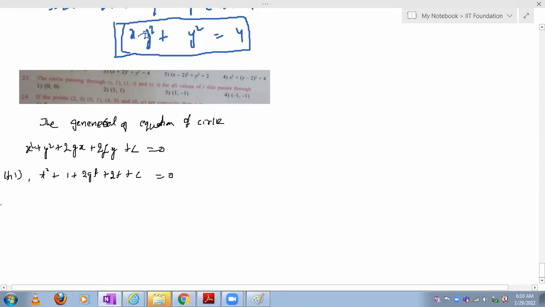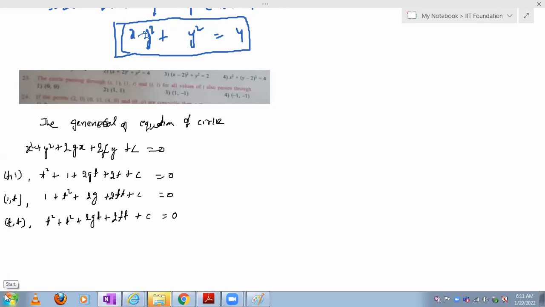This is the first point. The second point is (1, t): 1 plus t square plus 2g plus 2ft plus c is equal to 0. Then (t, t): t square plus t square plus 2gt plus 2ft plus c is equal to 0. So these are the three equations we'll get.